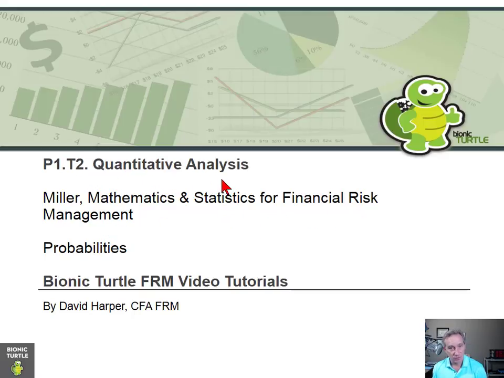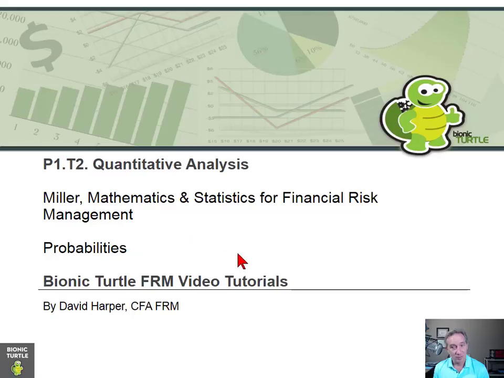We are in Topic 2, Quantitative Analysis, and this is Chapter 2. It's called Probabilities, and it's the first chapter in a sequence that introduces the core statistics portion of the FRM Part 1. So this is a very important sequence of concepts in the FRM syllabus.